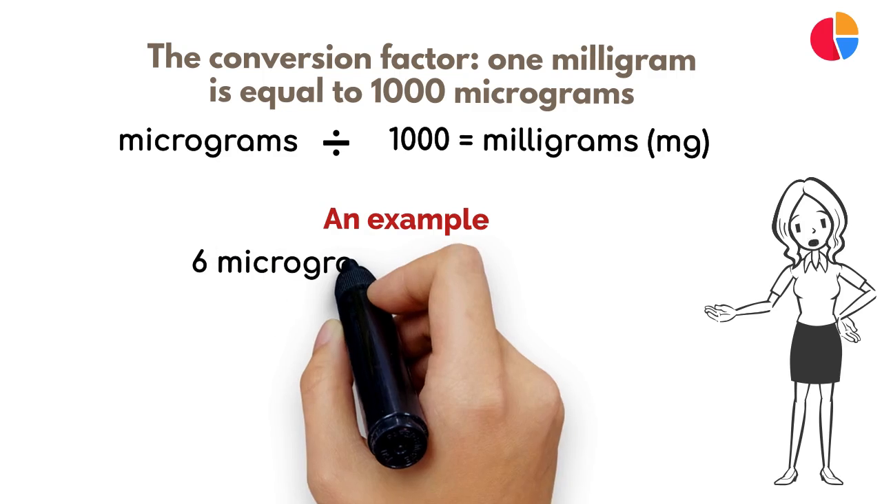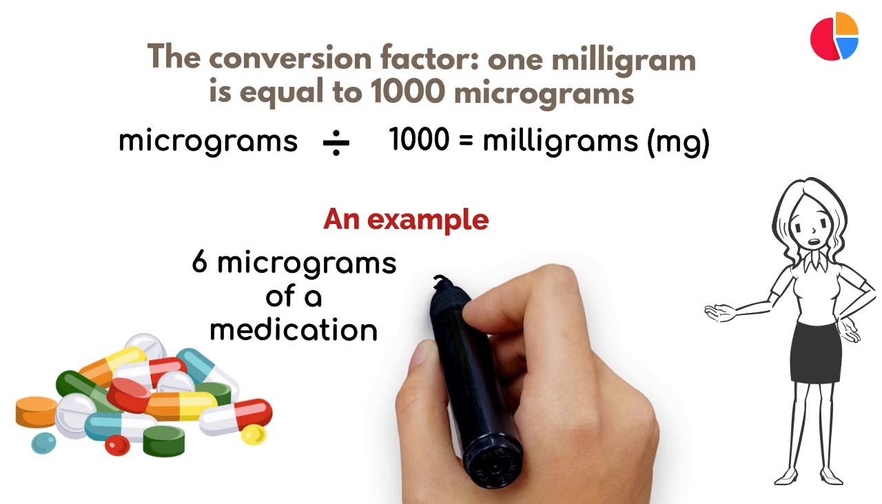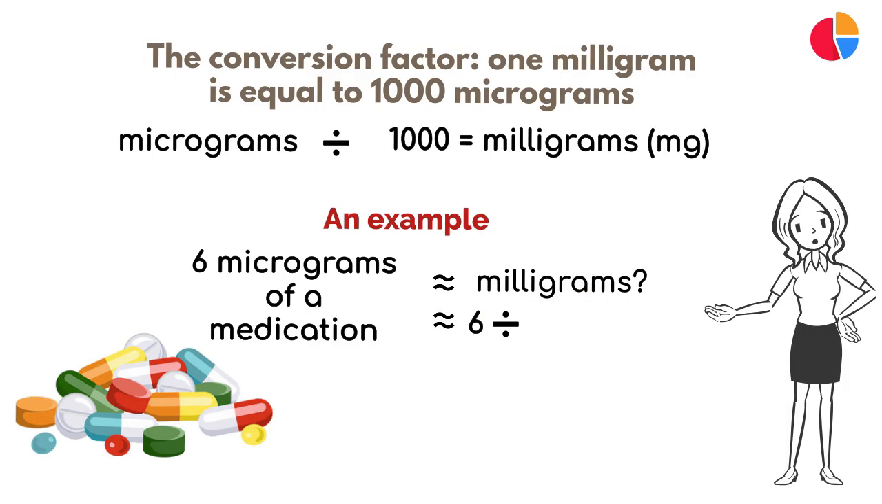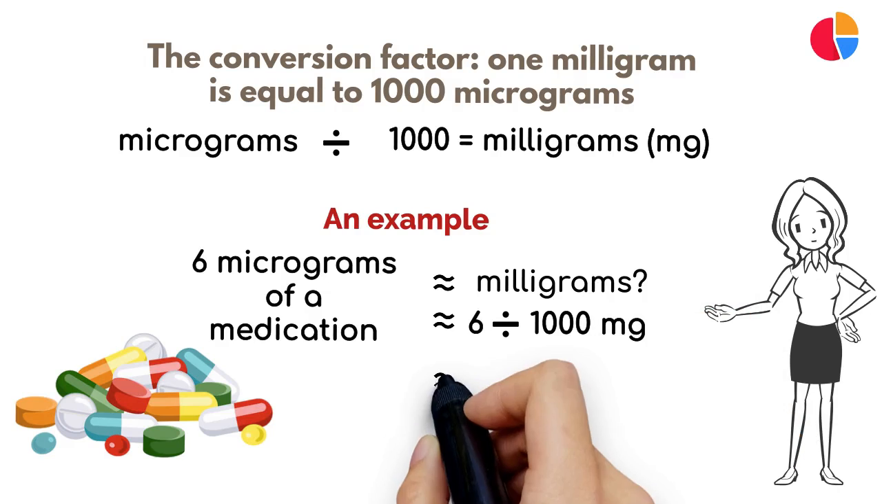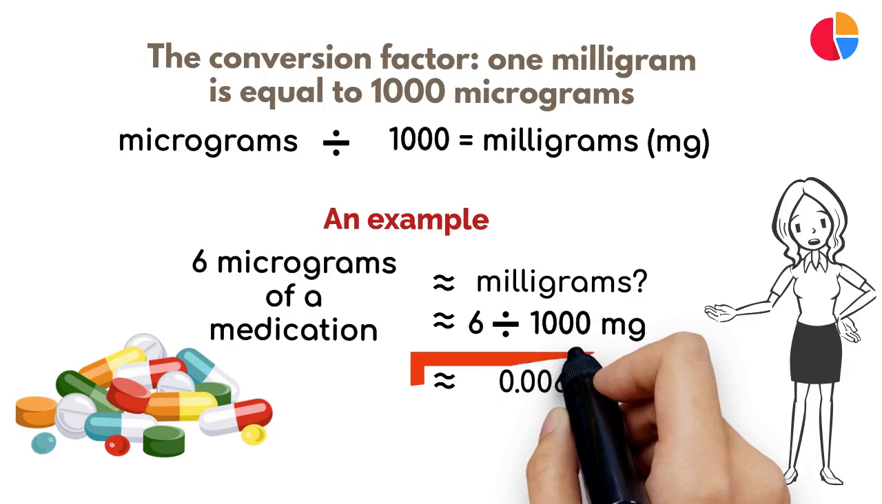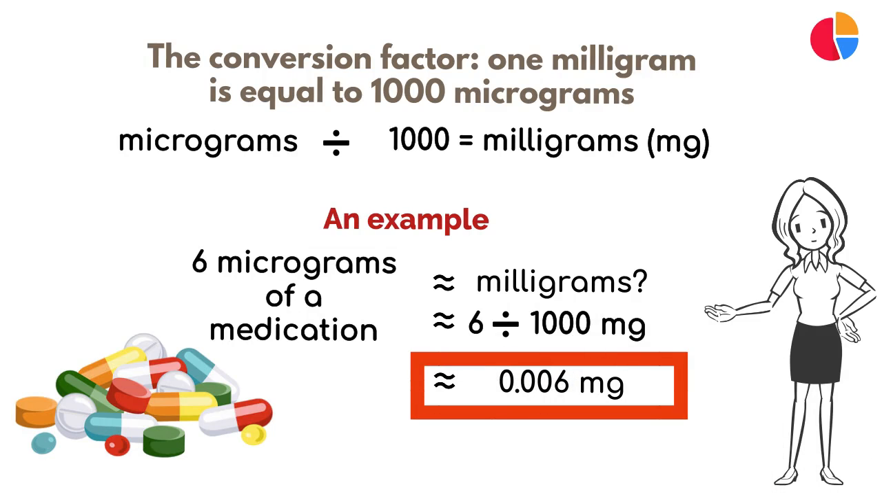Say you have 6 micrograms of a medication that you need to convert to milligrams. We start by dividing 6 by 1000. This gives us approximately 0.006 milligrams, and that's it, we're done. 6 micrograms is equal to approximately 0.006 milligrams.